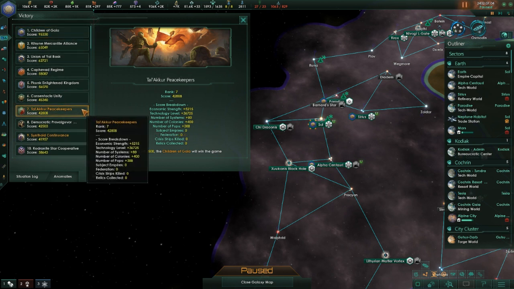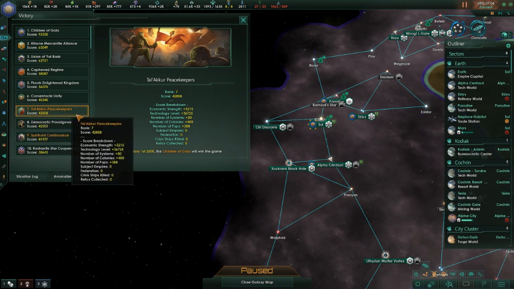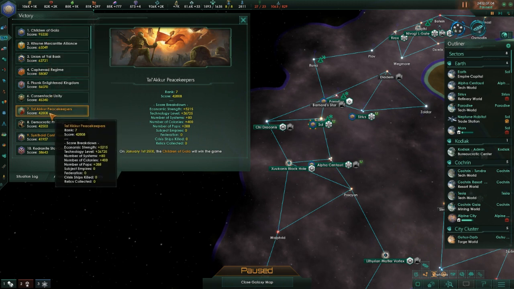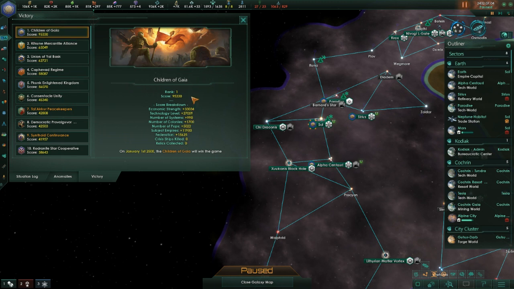Here it is. The Talika Peacekeepers and the Synthoid Continuance. These are two fallen empires. As you can see, they're rather whomped right now. So this is what a winning game looks like. It says on January 1st, 2500, the Children of Gaia will win the game. So as you can see, I'm just a few years away from that. I've got 2432 is the year.